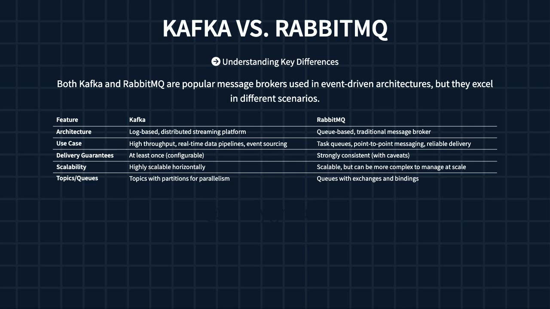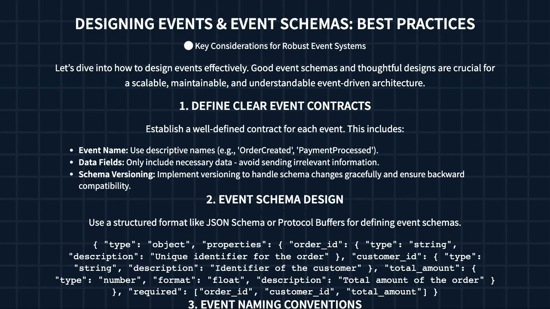prioritizes strong reliability. Okay, let's talk about designing events. It's super important to create clear contracts for each event. Think of it as a specification that everyone involved needs to understand. This includes the event name itself, and importantly, only including the absolutely necessary data in the schema. We should also consider versioning our schema so we can make changes without breaking existing consumers. When designing the schema itself, using something like JSON schema or protocol buffers is a great practice for standardization and validation. And finally, sticking to a consistent naming convention will really help maintain clarity as your event-driven system grows.